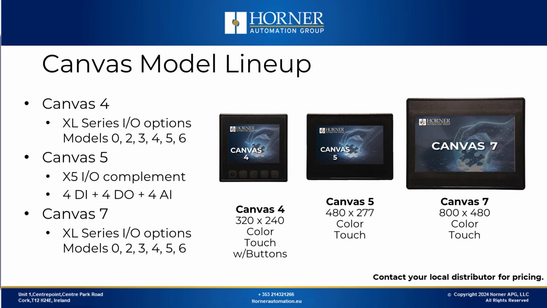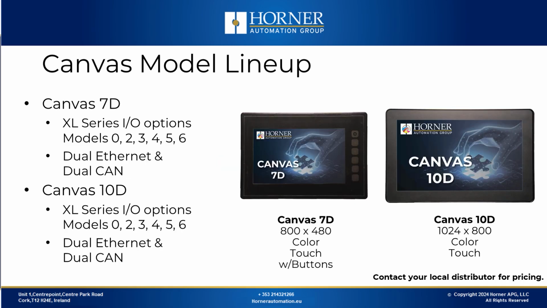The Canvas 7 is one of the 2 models in the family that has a 7-inch display. This is currently one of our most popular sizes, with 800 by 480 pixels. The last 2 models in the Canvas family are the Canvas 7D and the Canvas 10D. As well as larger displays, these models both feature dual Ethernet and dual CAN, as well as audio output capability. These features are unique to the 7D and the 10D.